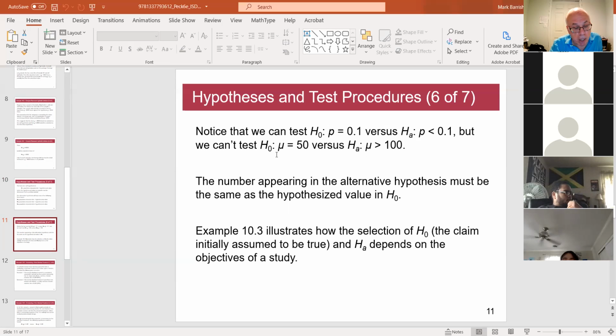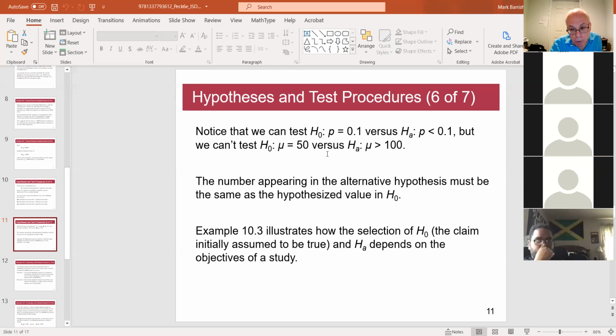If it is a mean that we're testing, we have to use mu here. We never use X bar for means, okay? Now, look at this one here. We can't do this test because, can somebody tell me why we can't do this particular one? H naught mu is equal to 50 versus H a mu is greater than 100. Why can't we use that one? Why is this pair of hypotheses wrong?